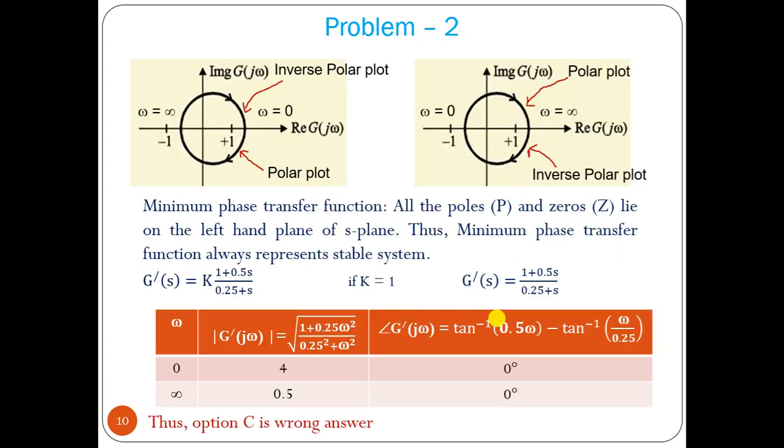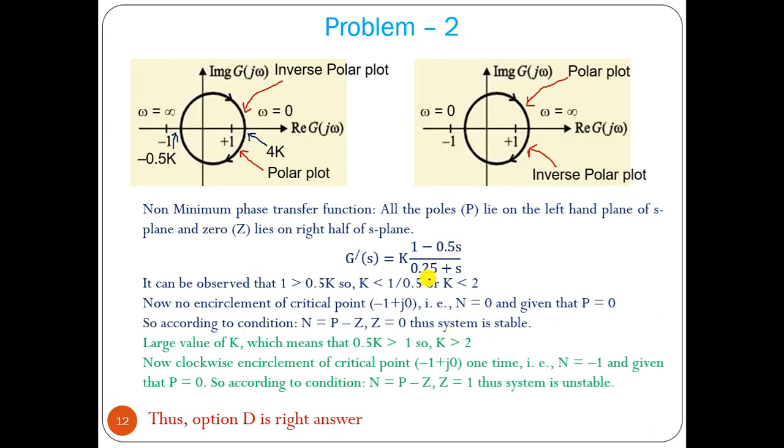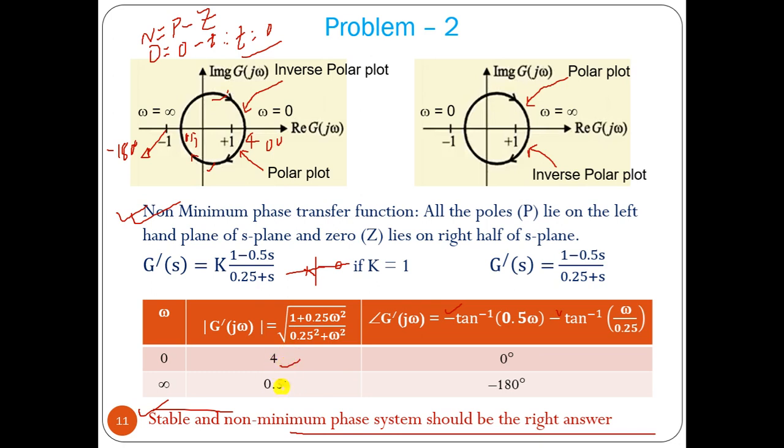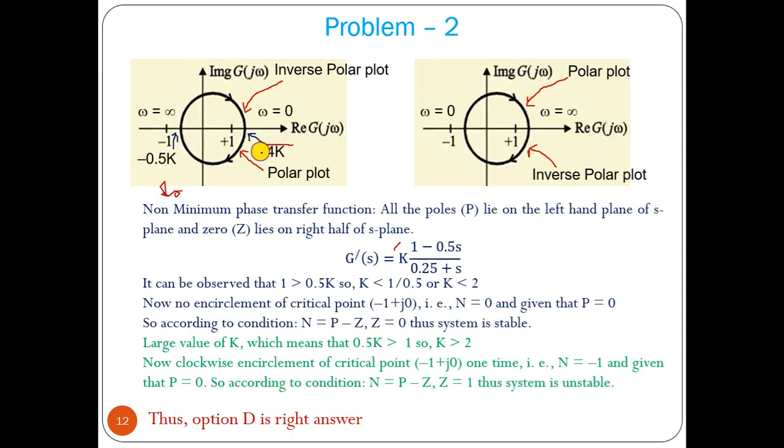That is the condition. Let us check that condition now. Let us take this value with respect to k. I am taking the same example. So, we are getting this particular value. Now, what we are getting here is that this value is 4k, this is 4 multiplied by k, and 0.5 multiplied by k. So, this point is 4k, and this point we can say is minus 0.5k. Now, what we can observe is that there is no encirclement and P equal to 0. So, the system is stable.